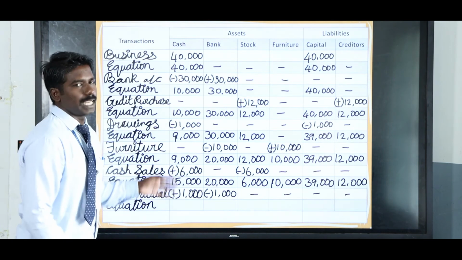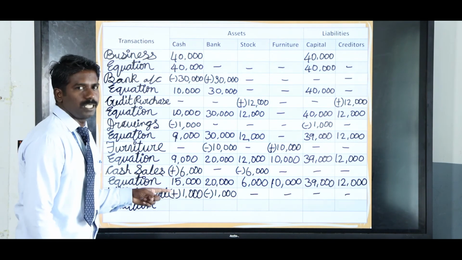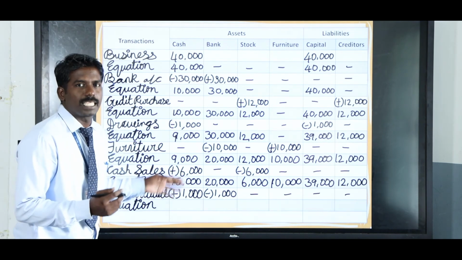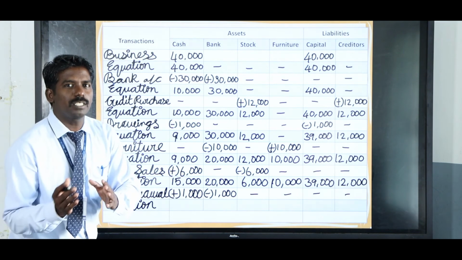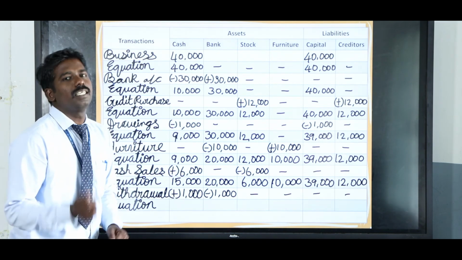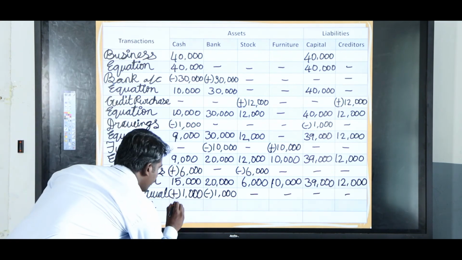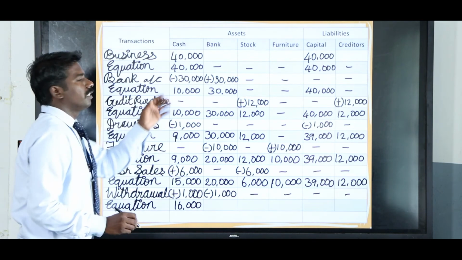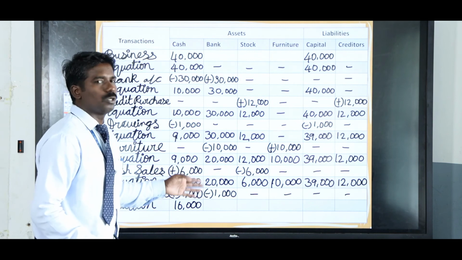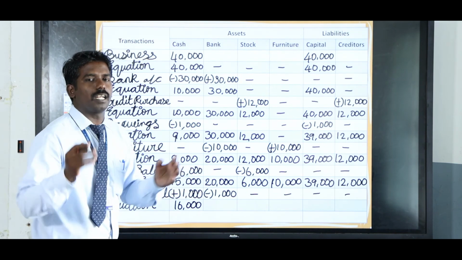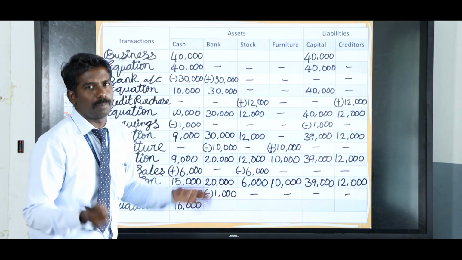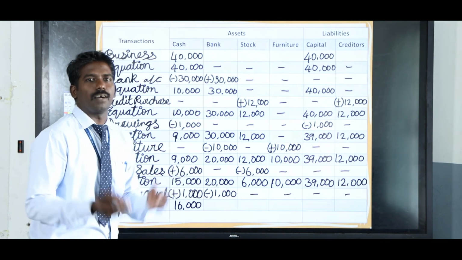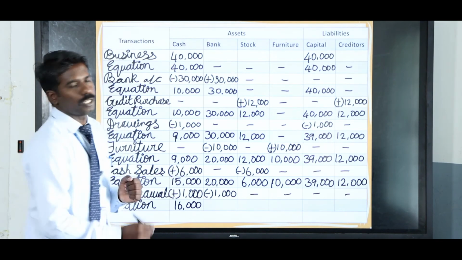Equation. See the cash column. The available value is 15,000 rupees. In the last transaction, we added 1,000 rupees in the cash column. So 15,000 plus 1,000, the available value is 16,000 rupees. So write 16,000 rupees in the cash column. See the bank column. The bank column shows 20,000 rupees. In the last transaction, we took 1,000 rupees from the bank balance. So deduct 1,000 rupees from 20,000 rupees. The available value is 19,000 rupees.